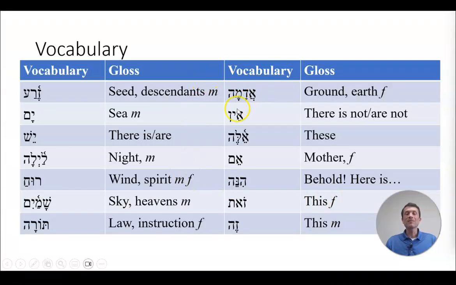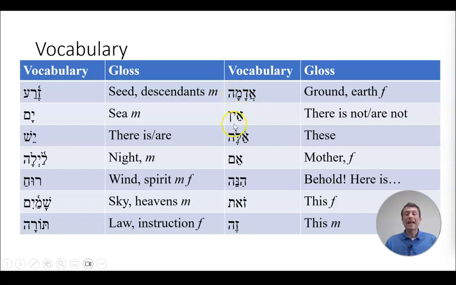In the upper right here, we have the word Adamah, which is translated ground or earth. It's a feminine noun, Adamah. You can see the wordplay there with the word man. Adam is man, right? Where does he come from? The Adamah, from the ground.